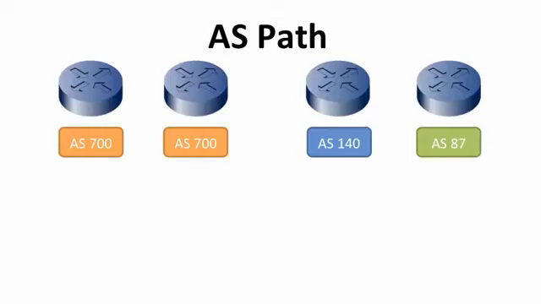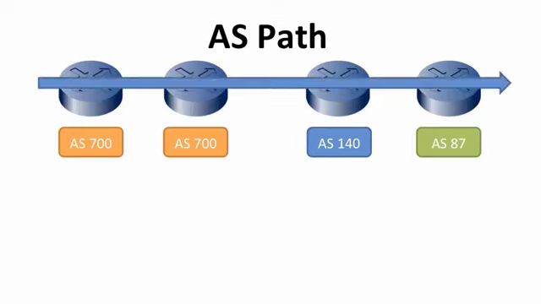So here you can see we have two routers that are in autonomous system 700. And then upstream, we have another router in autonomous system 140 and autonomous system 87. So here you see there are 4 hops. But as far as BGP is concerned, it's just counting ASs. So it counts 1, 2, 3 ASs. The AS path is 700, 140, and 87.